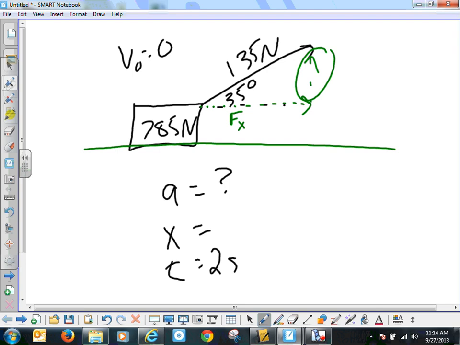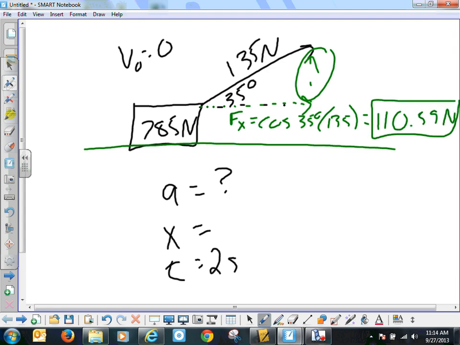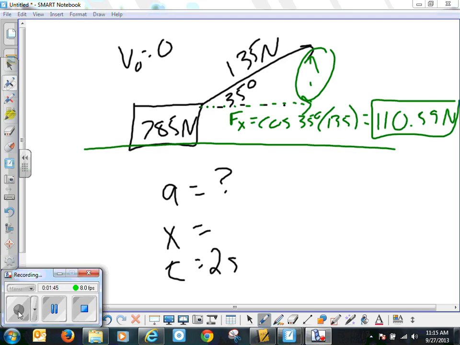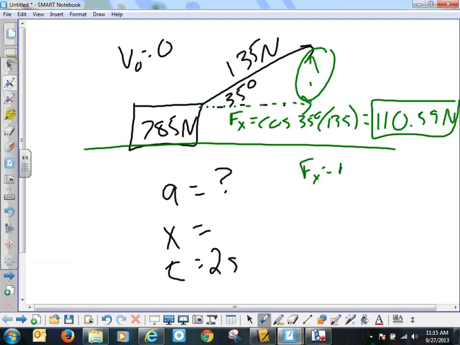So the force in the x direction then is equal to cosine 35 times 135, which is 110.59 newtons. So that's the amount of the tension force that's going to accelerate this object in the x direction. So we can say then the force in the x direction is going to cause this mass to accelerate. So the acceleration is the force in the x divided by the mass, which is 110.59 divided by 78.5 kilograms.